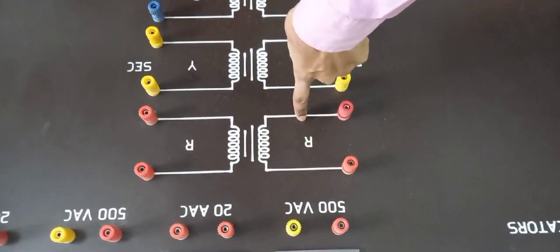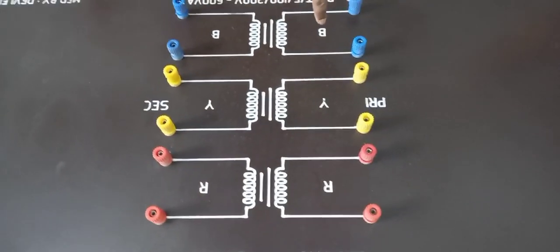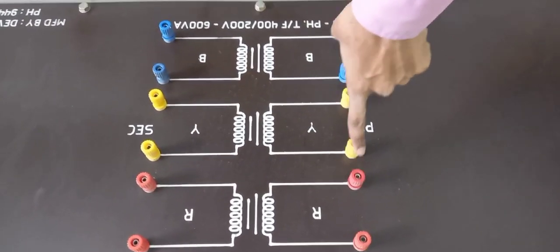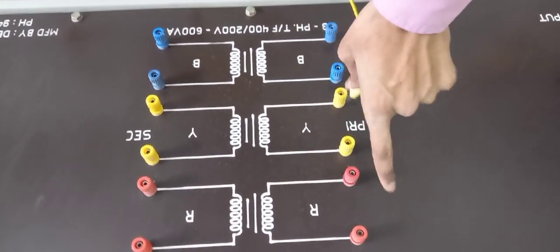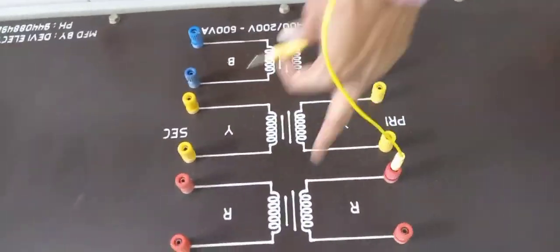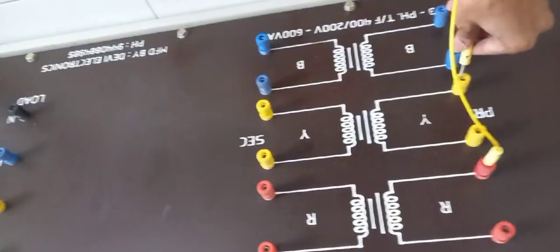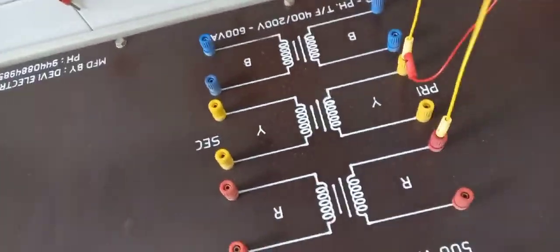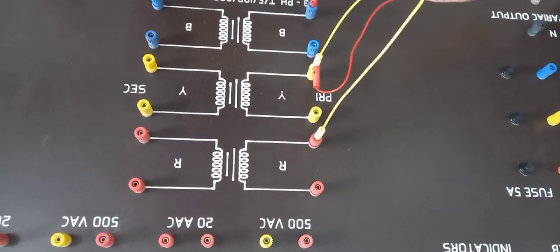So this is the R phase, this is the Y phase and this is the B phase. If we connect the second terminals of these three phases at a particular point, we get a star connection. Remember, here I am going to connect the R phase second terminal to the Y phase second terminal, and the Y phase second terminal to the B phase second terminal. Then we get the star connection.